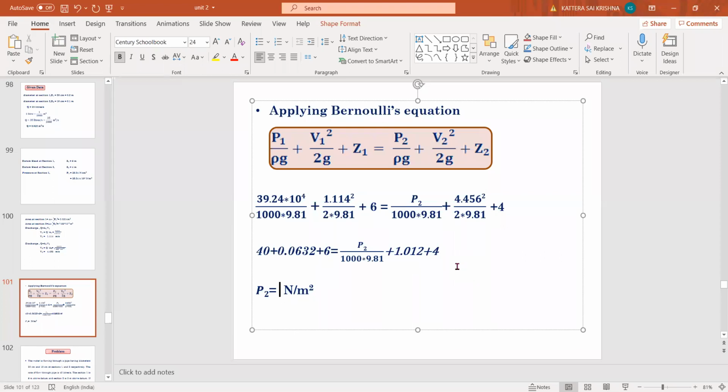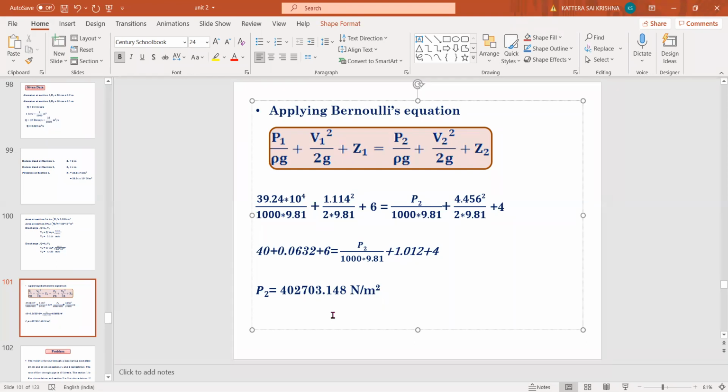402703.1487. So this is in Newton per meter square. If you want, you can change it into Newton per centimeter square. What do we need to do to convert this into Newton per centimeter square? Anybody? I want this in Newton per centimeter square. Divide by 10 to the power 4. Very good. So divide it by 10 power 4.